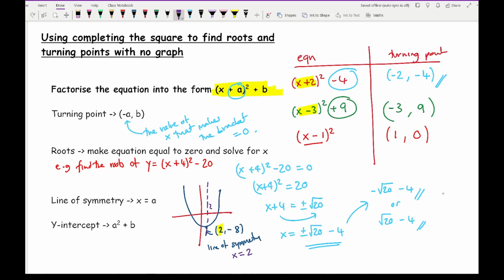Now for the y-intercepts, again, you could expand the brackets and whatever the constant is, that's going to be the y-intercept, or you can basically just use the format of a squared plus b. I wouldn't bother personally remembering that. I would probably just expand the brackets and simplify and collect all the constants together. But if you want to be quick, yes, the y-intercept of a parabola that's already been formatted in the completing the square format will be a squared plus b.